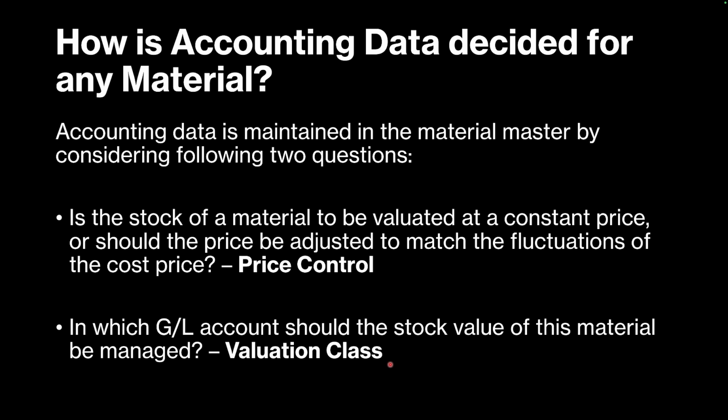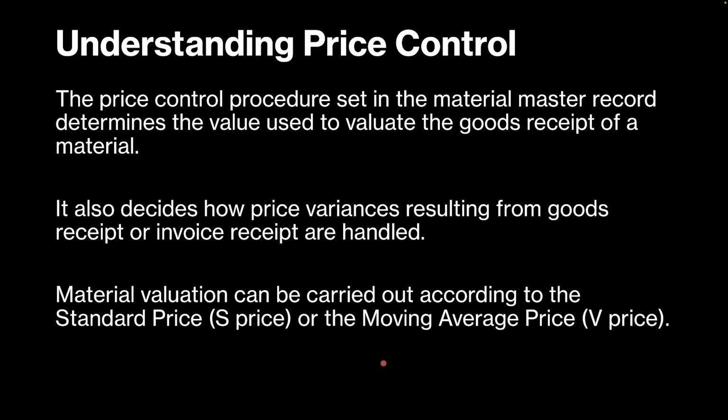Okay, so there are two things. First is the price control, and second is the valuation class. And these two combined together will basically create the valuation data of the material master. In the material master, these two are the most important fields that you will enter and maintain in your material master record. So now let's understand the first factor, that is called price control.